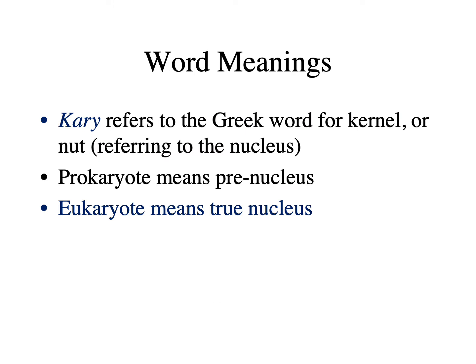When we look at the word meanings for prokaryote and eukaryote, you need to remember that kary refers to the Greek word for kernel or nut, which for our purposes means the nucleus. So prokaryote means pre-nucleus or no nucleus, before a nucleus existed. So for our purposes, no nucleus. Eukaryote means true nucleus. There is a nucleus for all eukaryotes.